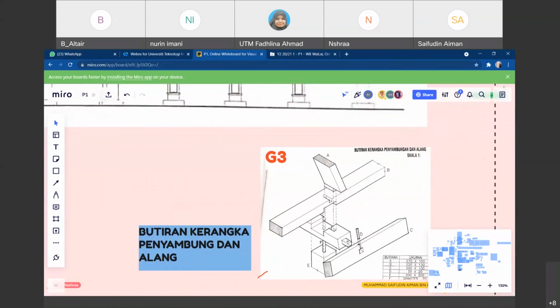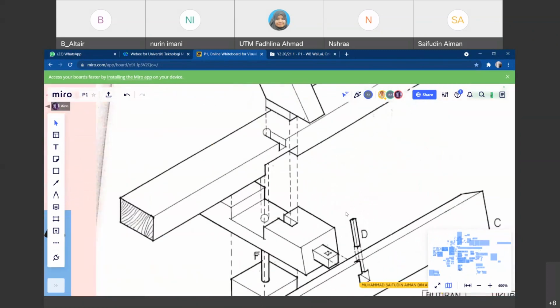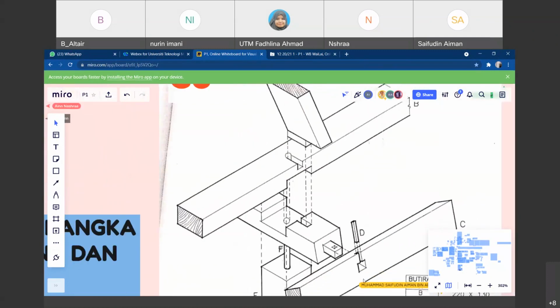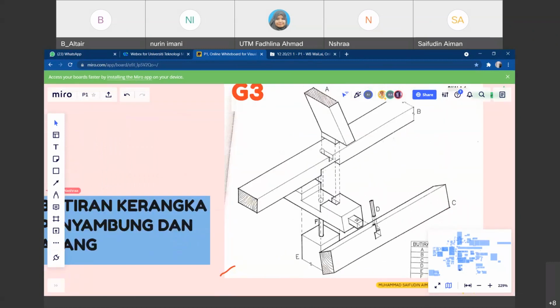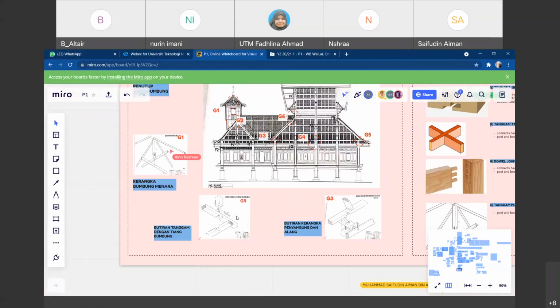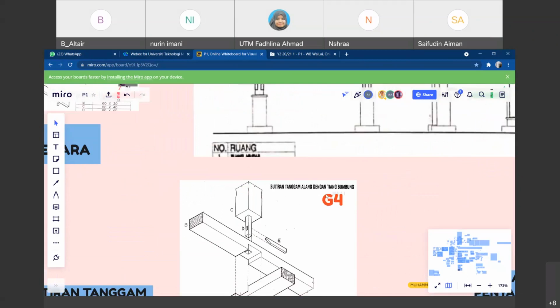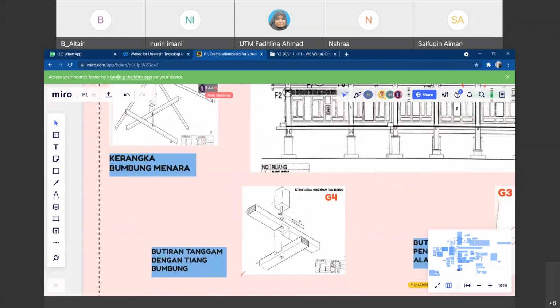Okay, so this is how they use these types of tanggam, and then they also use this mortise and joint, and then this one is the bolt that they use to make sure the structure doesn't move and is stronger. And then the last one is the butiran tanggam alang dengan tiang bumbung. This one is G4.